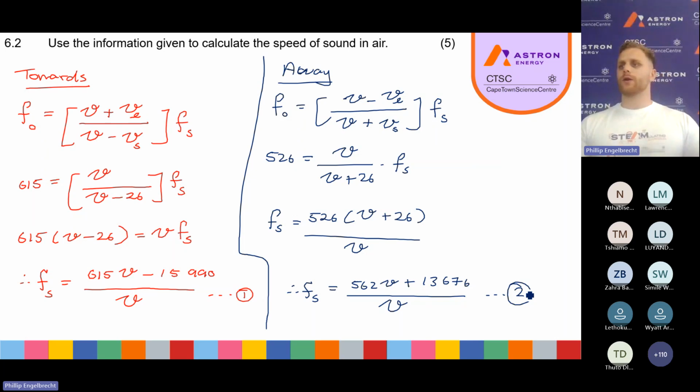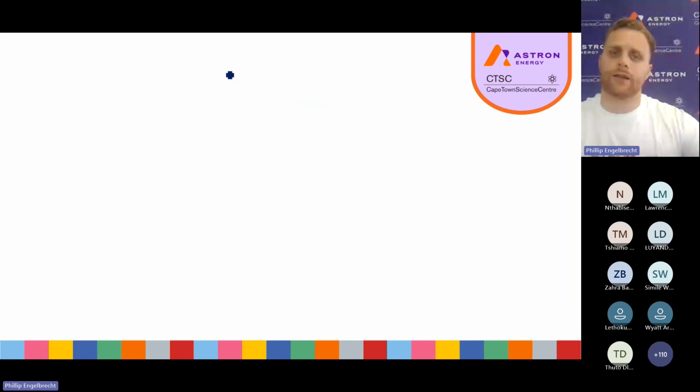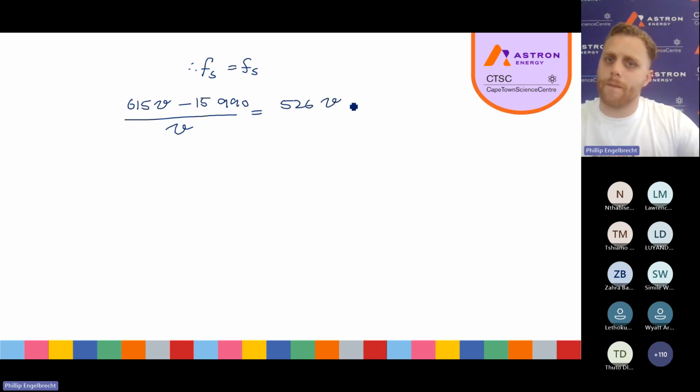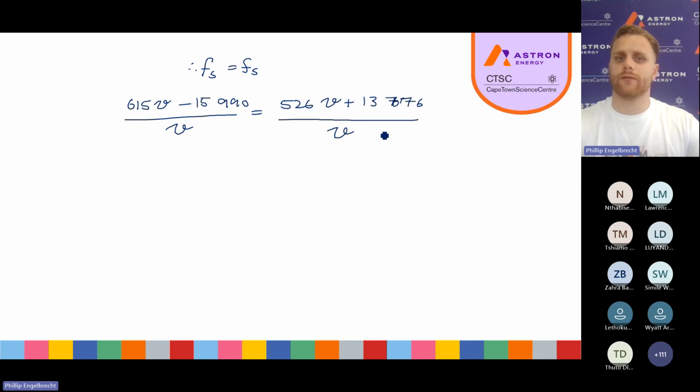So now I do my simultaneous method. I get that Fs is equal to Fs. So this becomes 615V minus 15,990 over V is equal to 526 times V plus 13,676 divided by V.